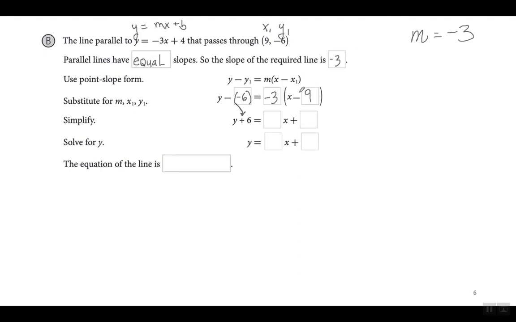Okay, and when you do the distributive property here, negative 3 times x and negative 3 times negative 9, you're going to get negative 3x, and then negative 3 times negative 9 is positive 27. Okay, now when you move the 6 to the right and subtract it from 27, you're going to get y equals negative 3x plus 21. The equation of the line is y equals negative 3x plus 21.